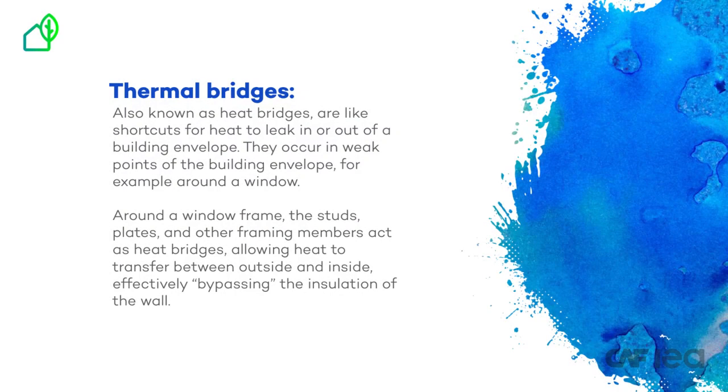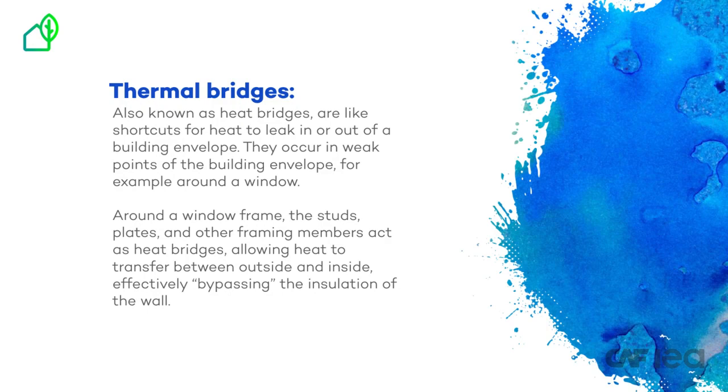Thermal bridges. Thermal bridges, also known as heat bridges, are like shortcuts for heat to leak in or out of a building envelope. They occur in weak points of the building envelope, for example, around a window. Around a window frame, the studs, plates, and other framing members act as heat bridges, allowing heat to transfer between the outside and the inside, effectively bypassing the insulation of the wall. These heat bridges can reduce the overall effectiveness of insulation on the facade by up to 50%. The more conductive the framing material, the larger the heat bridge, and the more insulation effect will be lost.